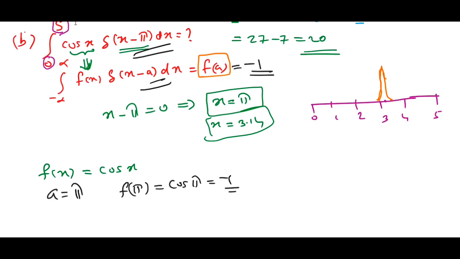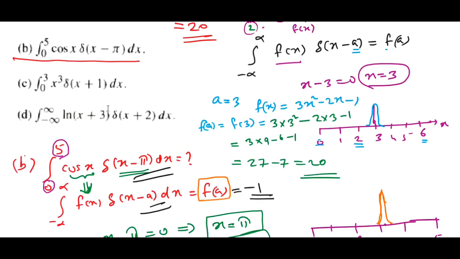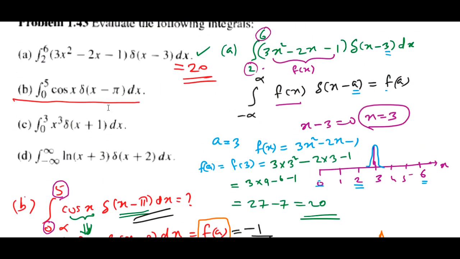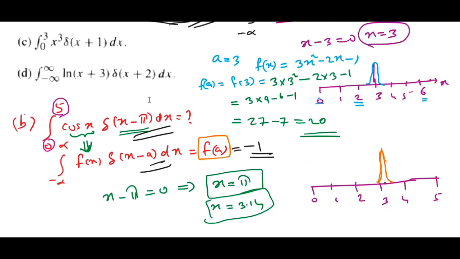Therefore, the final result of this integration, that is the second question, integration 0 to 5 cos x delta x minus pi dx, is equal to minus 1. Okay. Now we have solved the second question also. What about the third question?